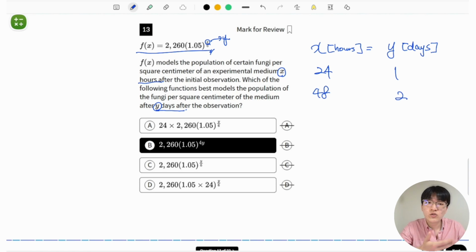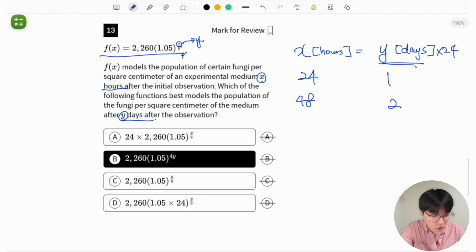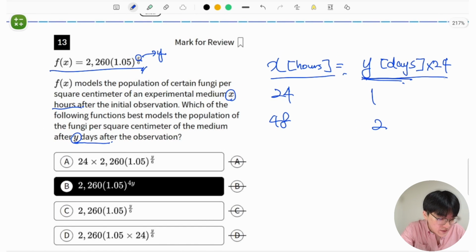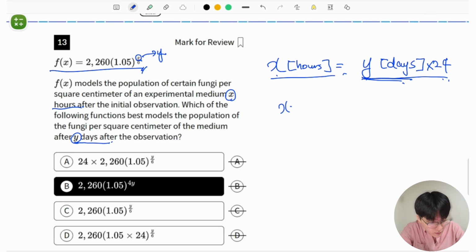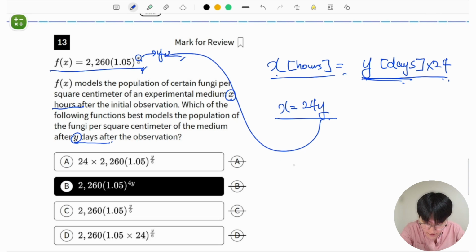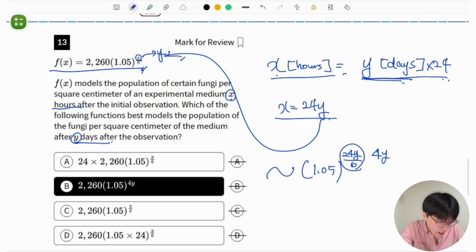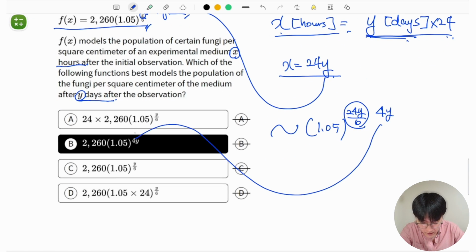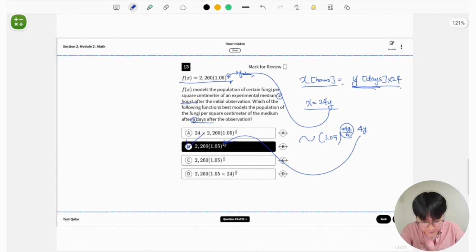2 days, right? What is this discrepancy? Well, we need to multiply this right-hand side by 24 in order to make sure that the two equations are the same, right? So x is equal to 24y. And therefore, if you plug that into the equation, then we get, with all things standing equal, 1.05 to the power of 24y divided by 6, and that is just 4y. And therefore, answer choice B is correct.